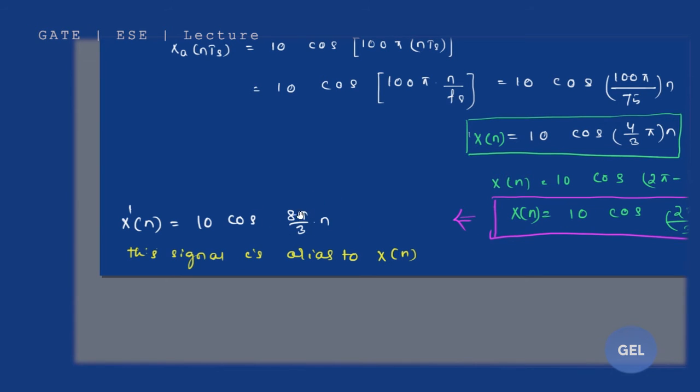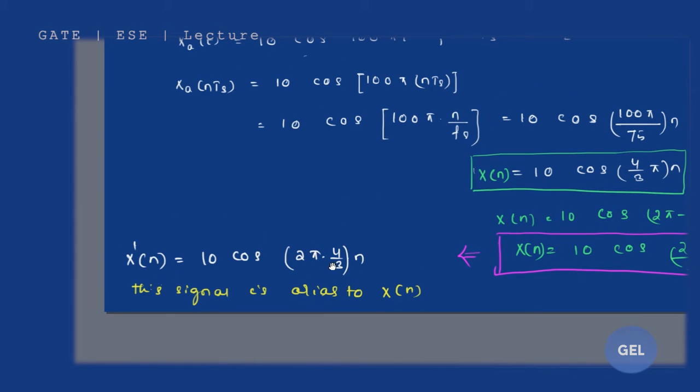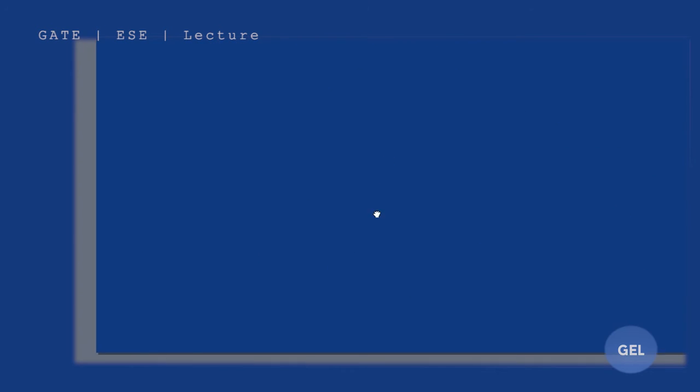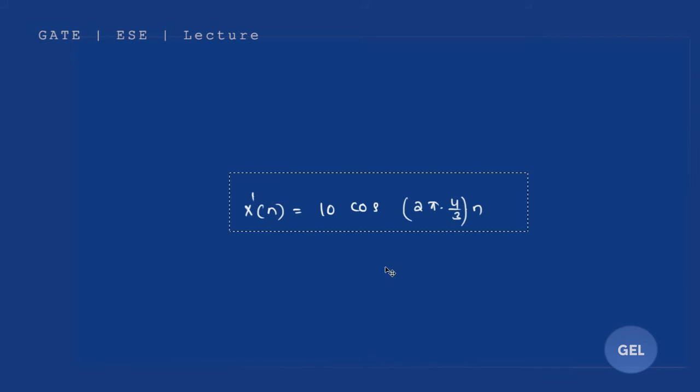Now I can write this 8π/3 as 2π into 4/3 into n. I can write it like this. Simple. Okay, now listen to this carefully. Now what I need to find out: I got the signal which is alias to this x of n. Now I need to find out the analog frequency associated with this signal. So what is this signal? Let me copy paste it once. Look here, it is saying find the analog frequency of this signal.